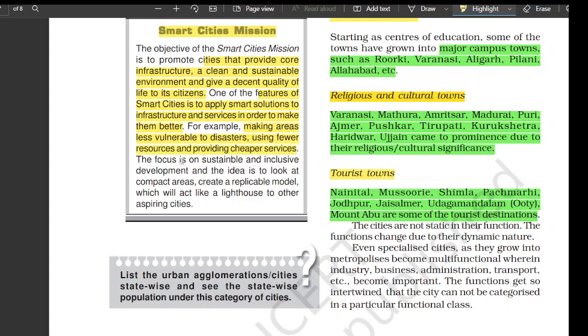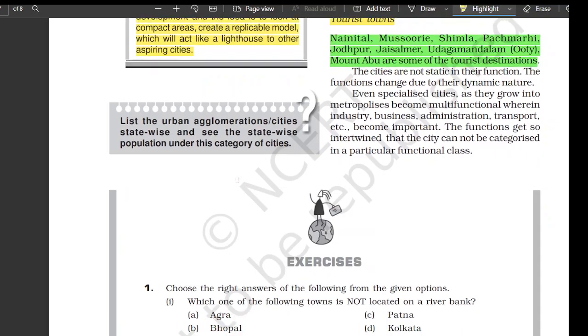The focus is on sustainable and inclusive development, and the idea is to look at compact areas and create a replicable model which will act as a lighthouse to other aspiring cities.